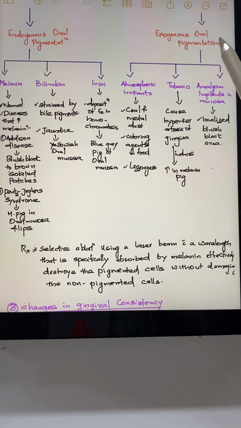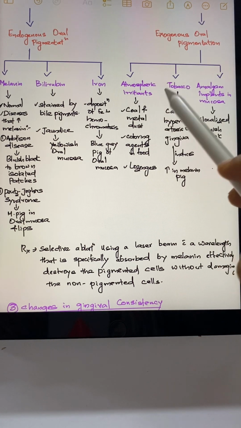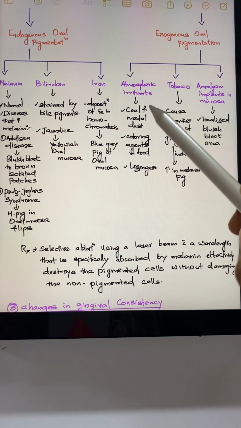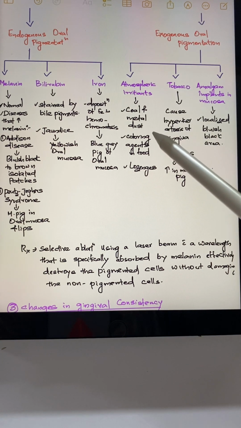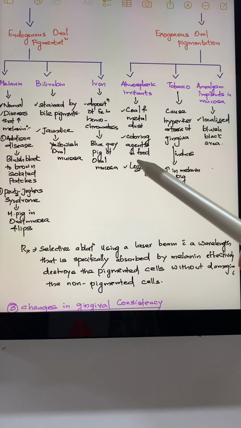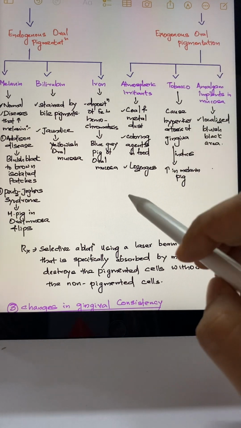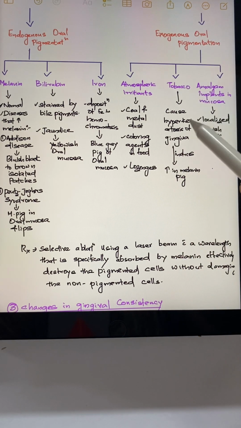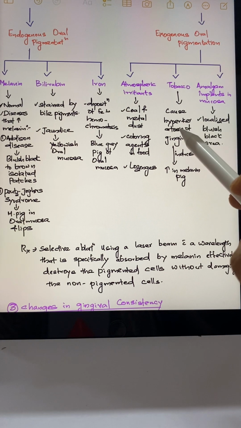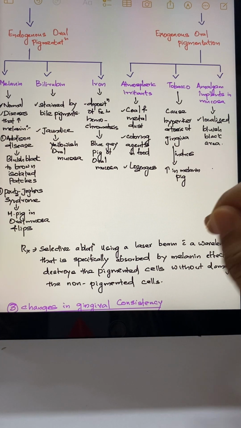Then exogenous pigmentation includes atmospheric irritants, tobacco and amalgam implants. Atmospheric irritants are due to coal and metal dust, and also from the coloring agents in food and from lozenges. And tobacco usage can cause hyperkeratosis of gingiva, which induces an increase in melanin production. Then amalgam implants, because of that we can see a localized bluish-black area.